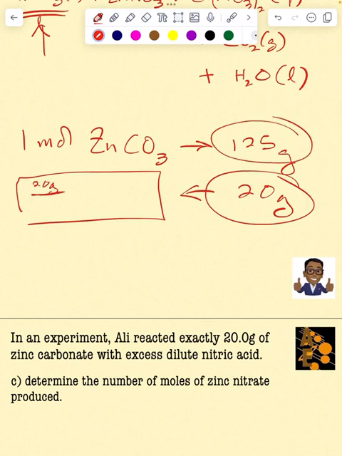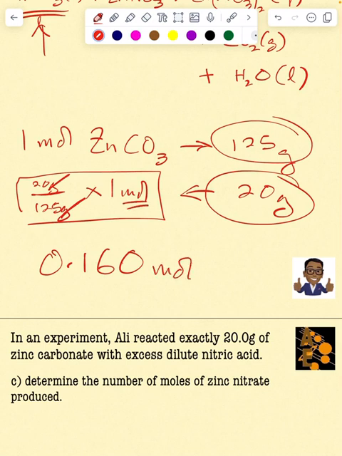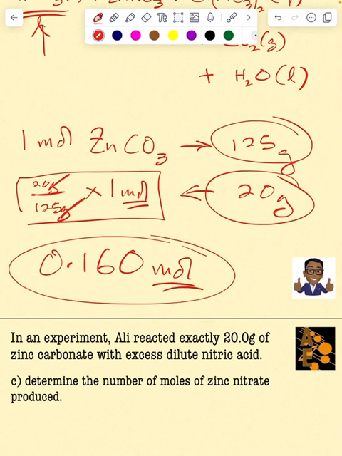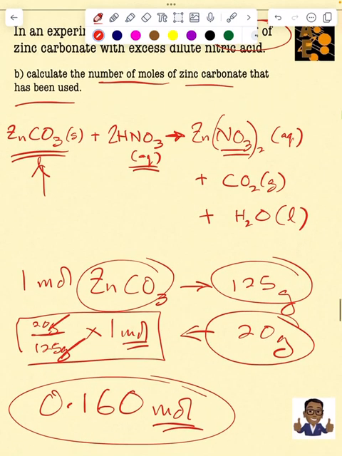All right, so the gram and gram you can see clearly cancel off. 20 divided by 125, you will get 0.160 in 3 significant figure, and what unit will you have left is mole, so it has to be mole. You cannot go wrong. So 0.160 mole of zinc carbonate has been used. Okay, simple, very simple. All right, so next we have the next question.